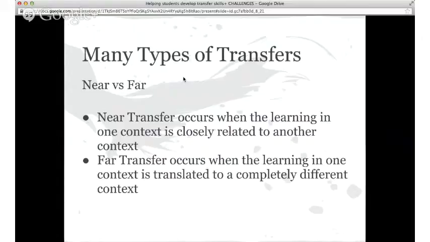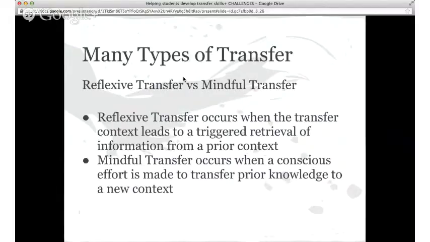Far transfer, on the other hand, requires you to transfer your learning into an entirely different context. This is a much more mindful form of transfer, and it requires some conscious effort. This could be a transfer between school subjects or even out of the school context into the world at large. Mindful transfer requires metacognition, requires thinking about why you know what you know. Mindful transfer requires initial guidance and practice for novice learners.